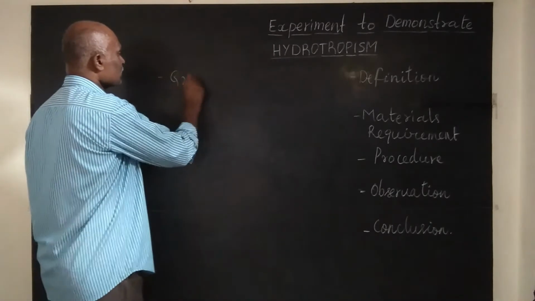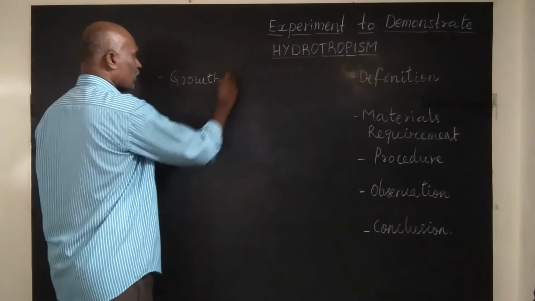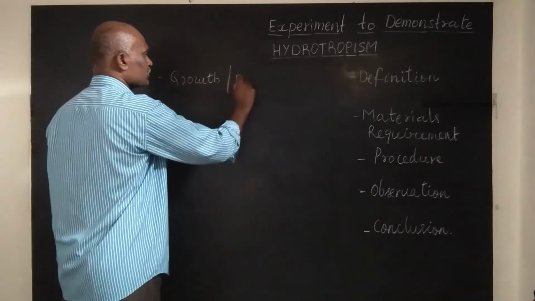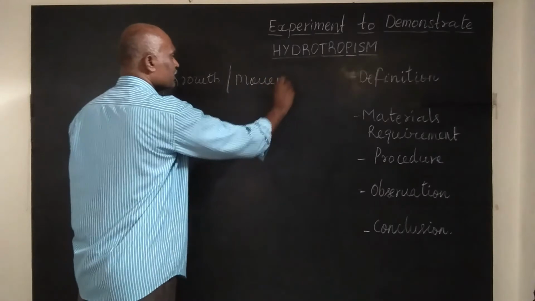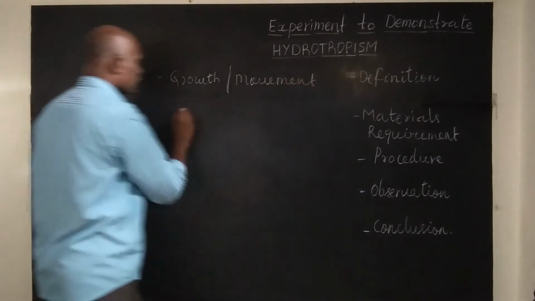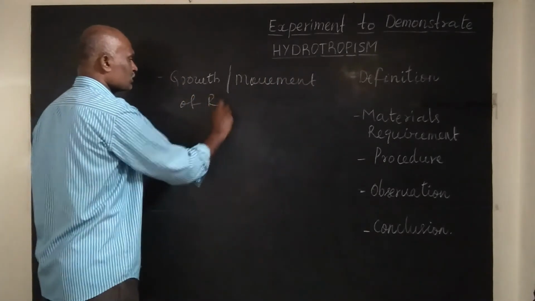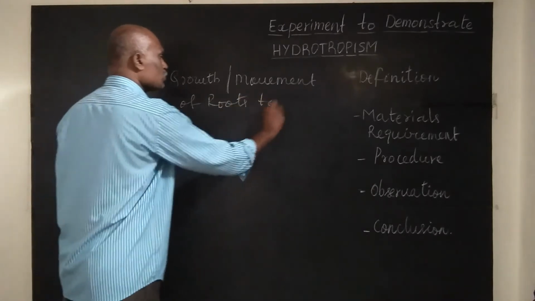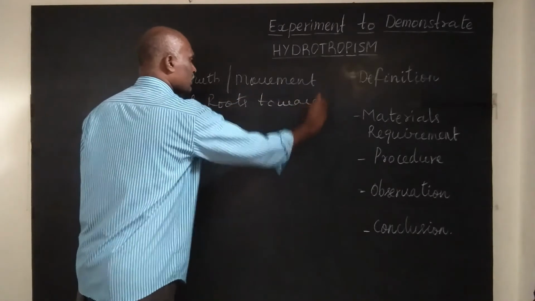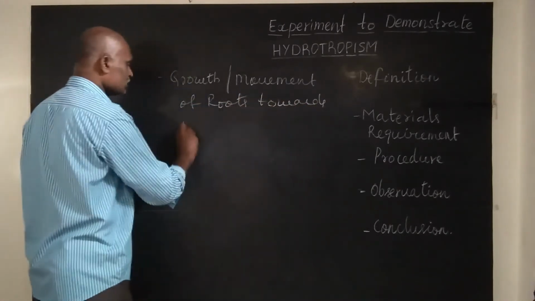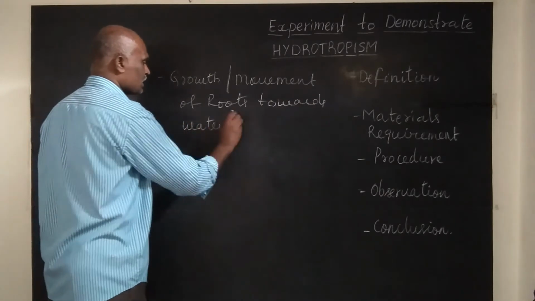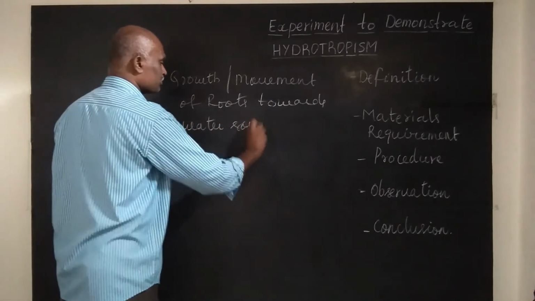Growth or movement of roots towards the source of water, towards water source is hydrotropism.